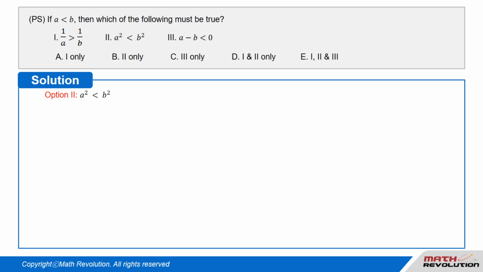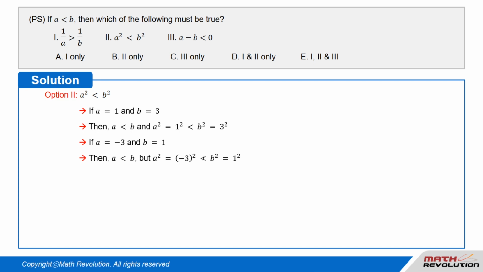Option 2. A squared is smaller than B squared. If A equals 1 and B equals 3, then A is smaller than B, and A squared, which equals 1 squared, is smaller than B squared, which equals 3 squared. However, if A equals negative 3 and B equals 1, then A is smaller than B, but A squared, which equals negative 3 squared, is not smaller than B squared, which equals 1 squared. Thus, A and B should be positive numbers for this condition to be true. So, this option is not true.